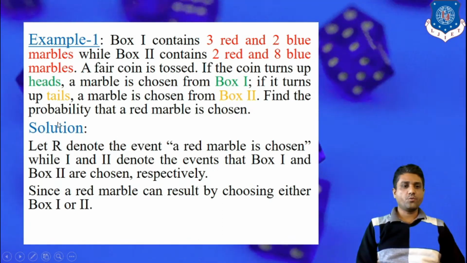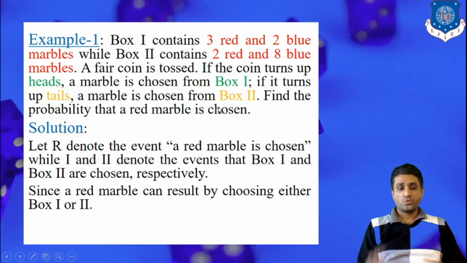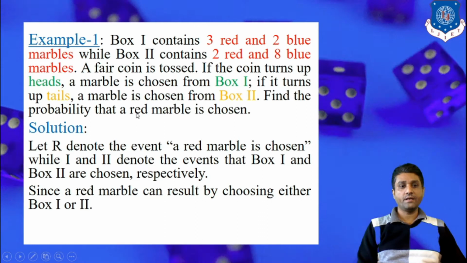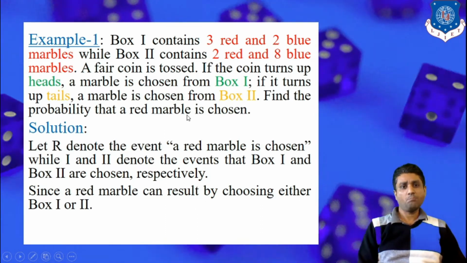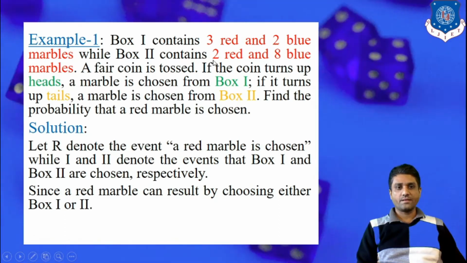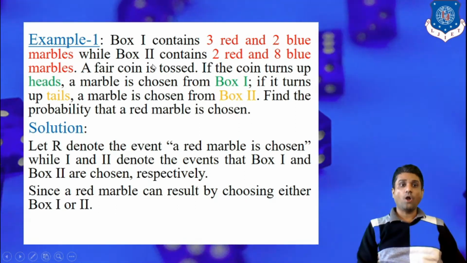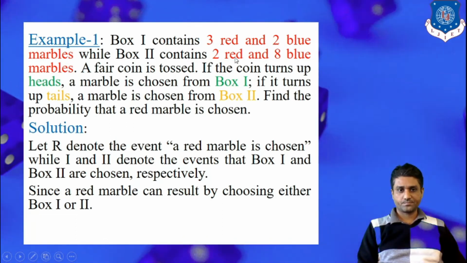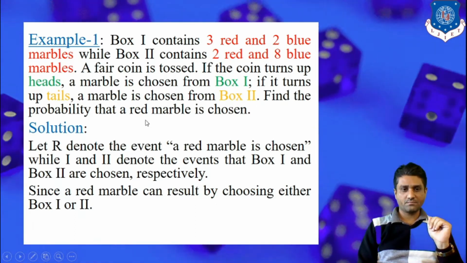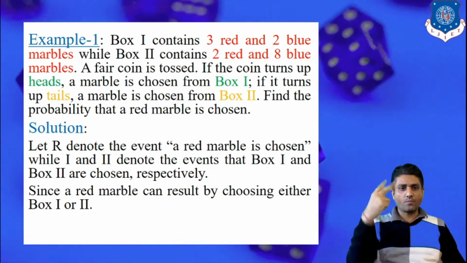We are interested in finding the probability that a red marble is chosen. The question does not tell us whether the red marble comes from box 1 or box 2, because box 1 contains 3 red marbles and box 2 also contains 2 red marbles. So whenever we find the probability of getting a red marble, it is possible it comes either from box 1 or from box 2.